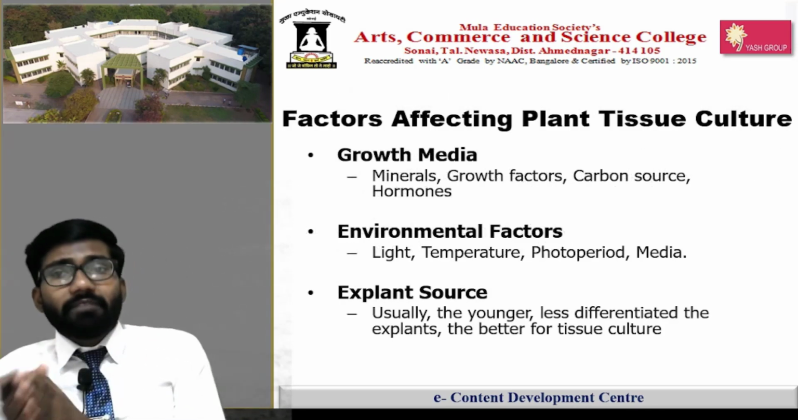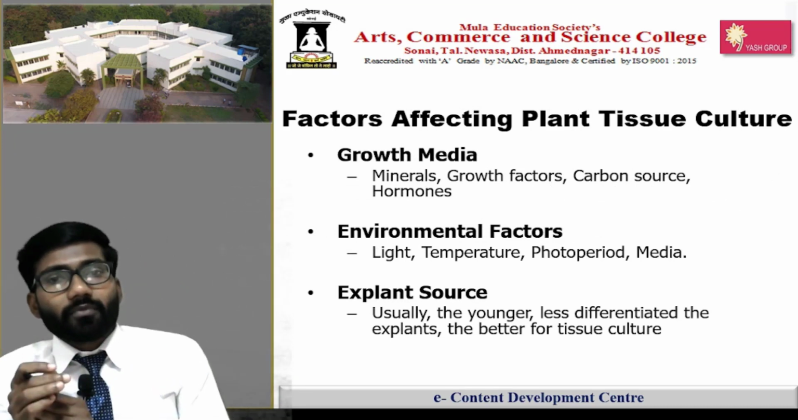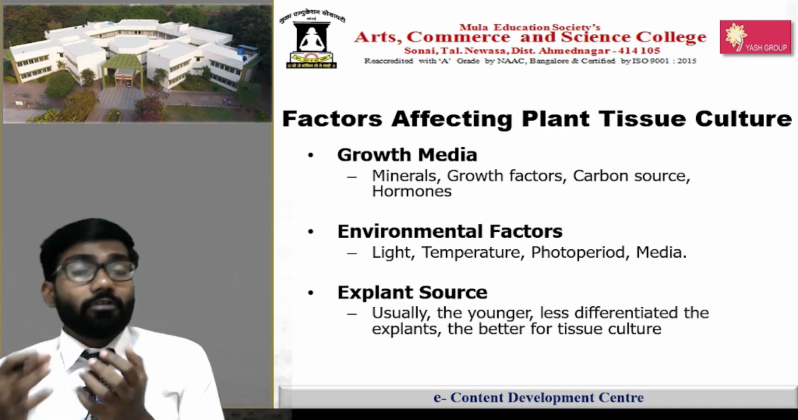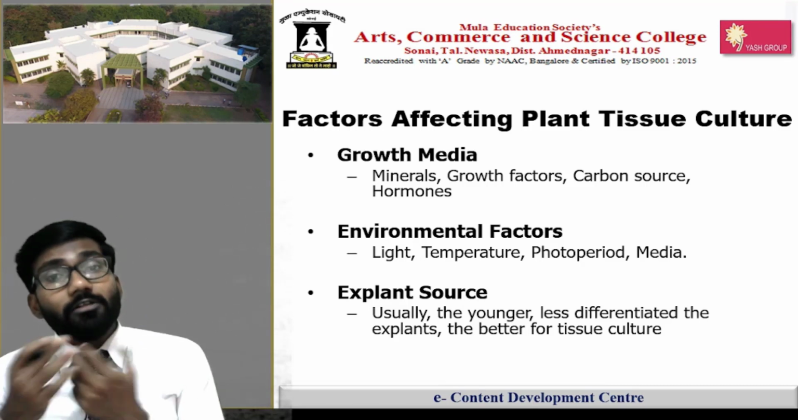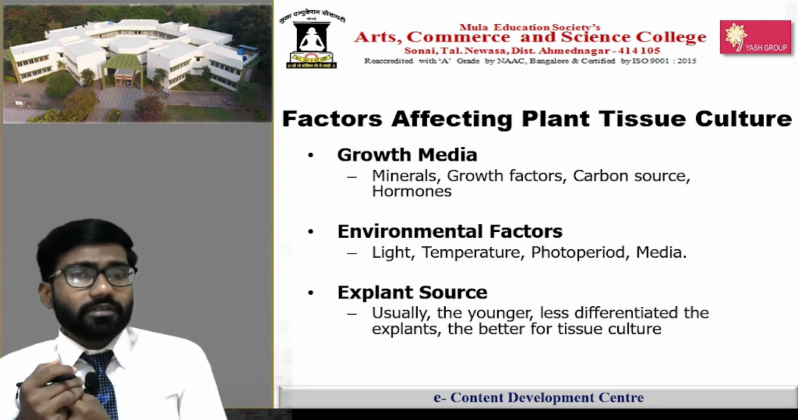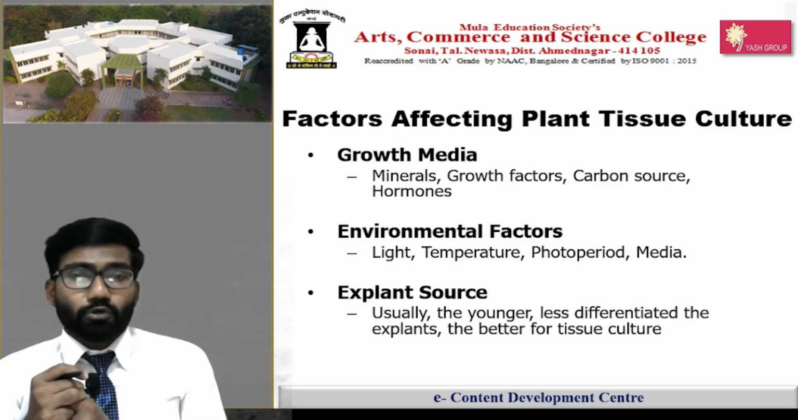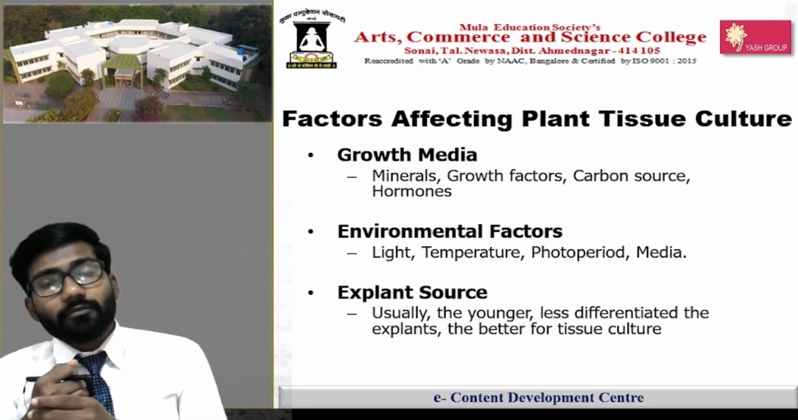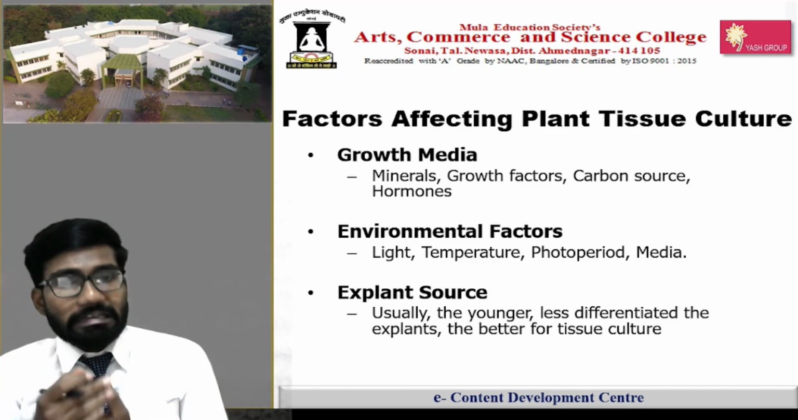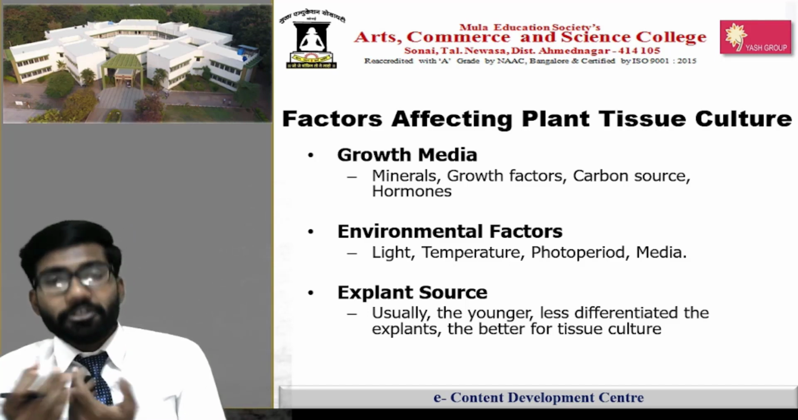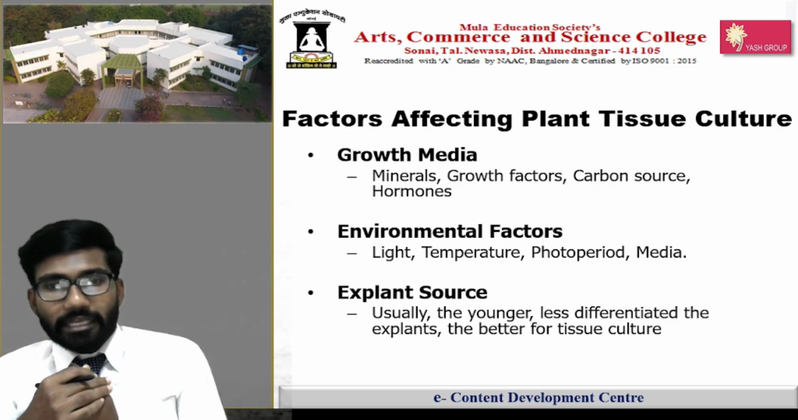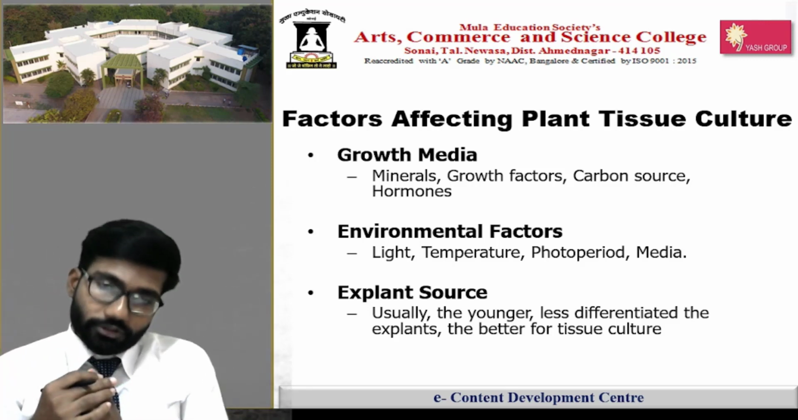Some factors affecting plant tissue culture. First one is the growth media: minerals, growth factors, carbon source, hormones, and their concentration may also affect plant tissue culture. Some environmental factors like light, temperature, photoperiod, and media also affect plant tissue culture. Explant source: usually the younger and less differentiated the explant, the better for tissue culture. If you select an older explant, then it also affects plant tissue culture.